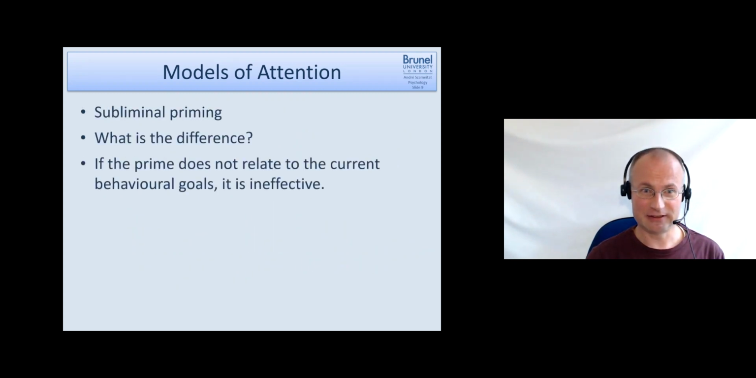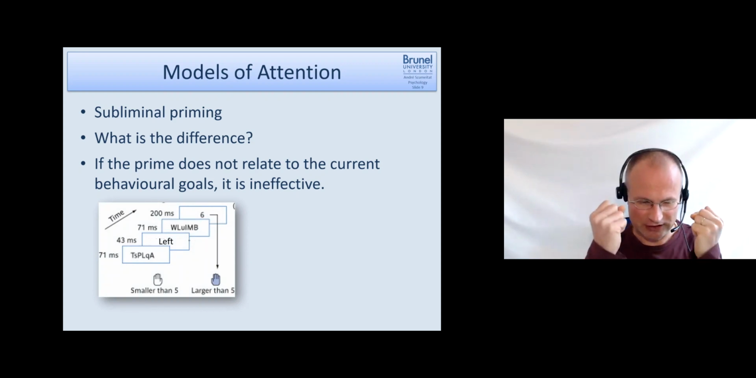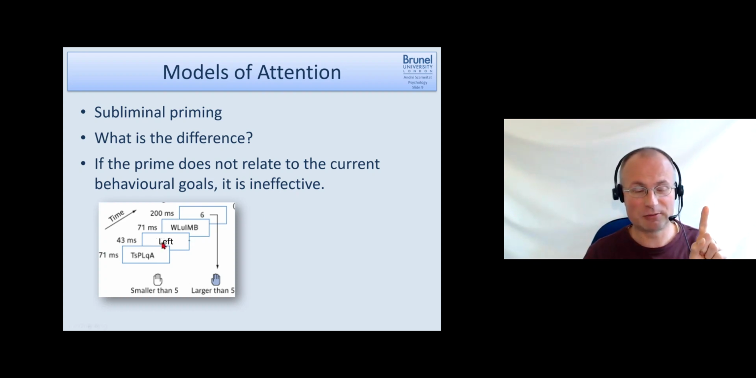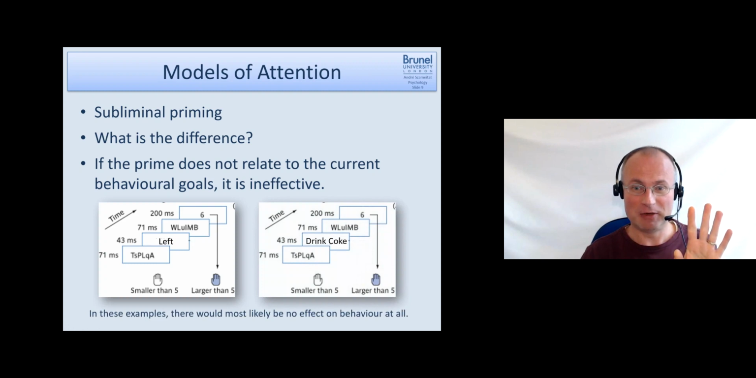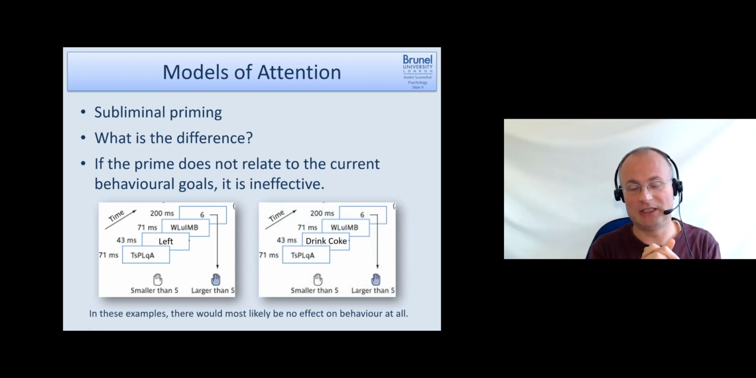Okay, a further difference, or put into different words, is that the prime in Vickery's study didn't relate to our current behavioral goals. So it's probably ineffective. So in this example, where you set yourself up to process a number to make this task, just presenting a left to prime the left hand might have a small priming effect, but probably much smaller. But if you think about presenting drink Coke, then it may have no effect at all.